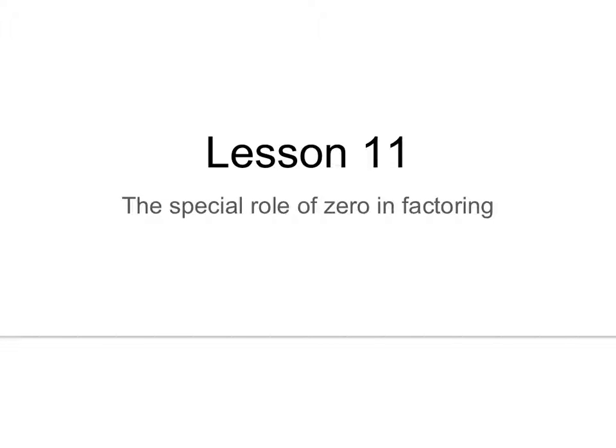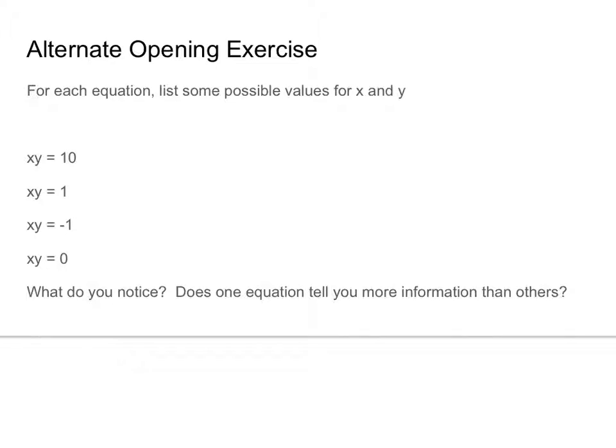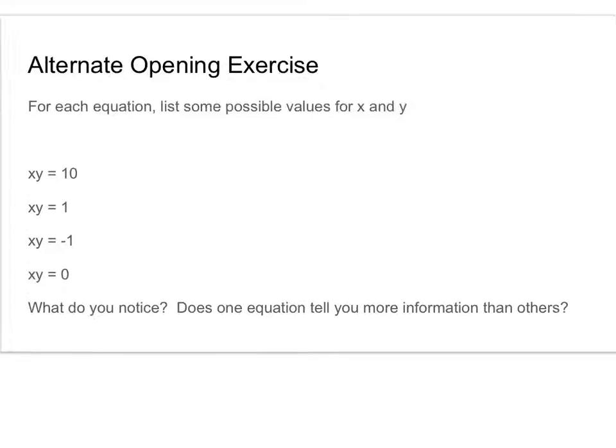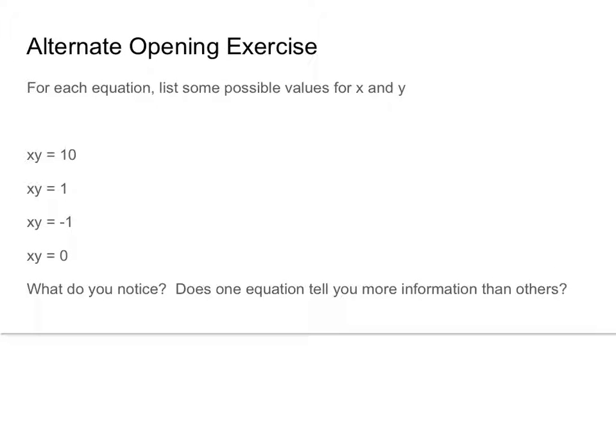Okay, Algebra 2, we're doing lesson 11, the special role of 0 in factoring. Opening exercise. For each equation, list some possible values for x and y. If xy equals 10, that's x times y equals 10, you can have, we do this every day, don't we? 2 times 5 equals 10, 1 times 10 equals 10, etc.